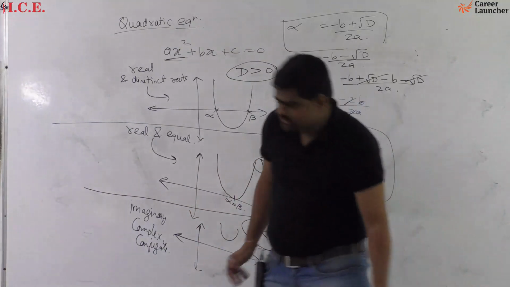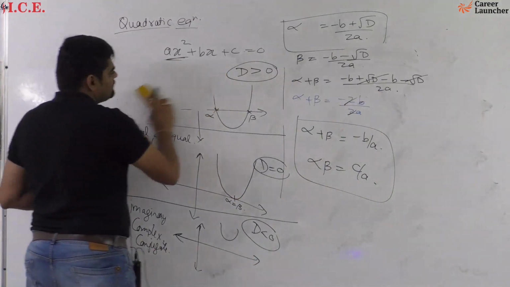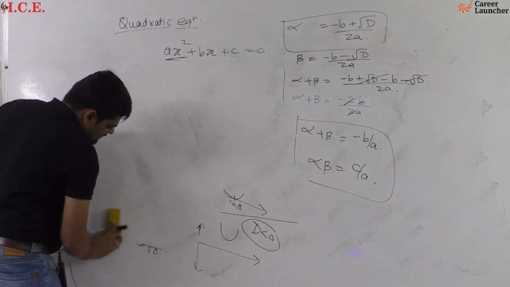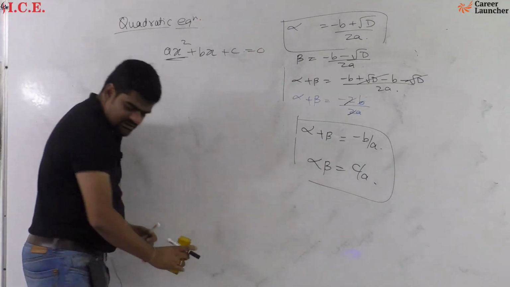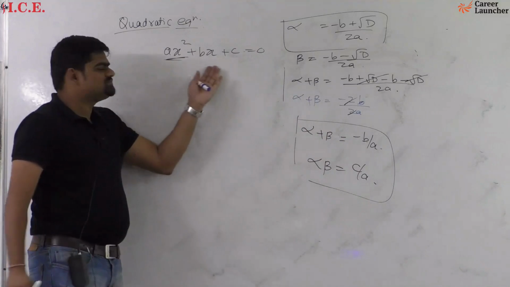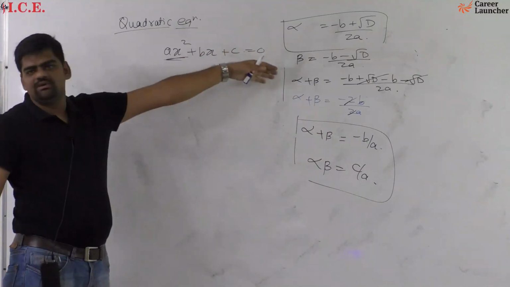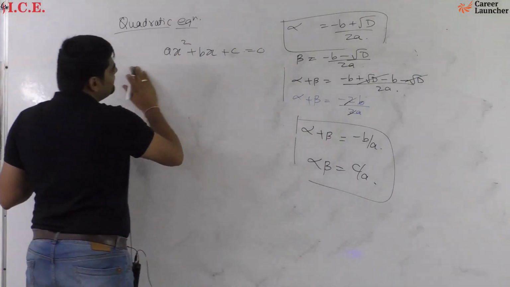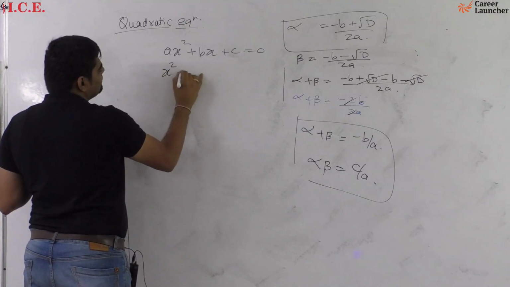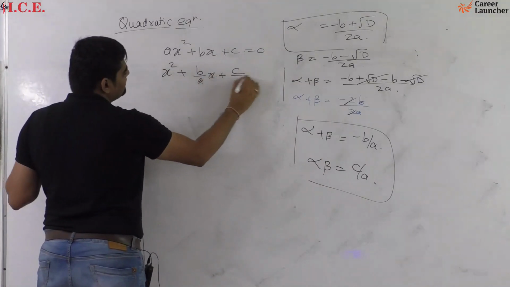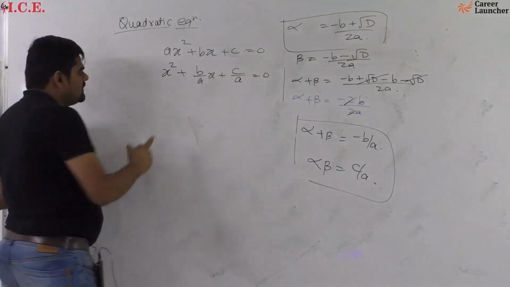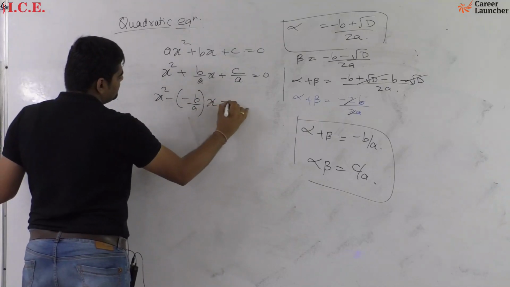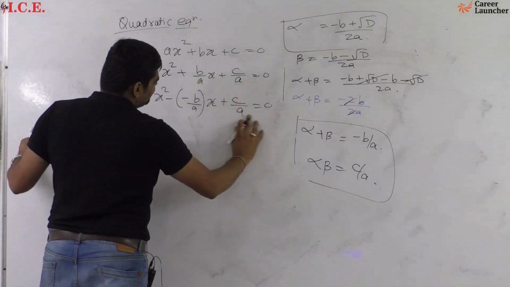Okay, one more thing you should know, that if you have an equation, can I find the roots? Yes. How? I can split the middle term, or I can use the discriminant method. Both ways I can easily solve this. Other way around, if you divide this equation by a, it will become x square plus b by a x plus c by a equal to 0. This can also be reframed as x square minus b by a x plus c by a equal to 0.